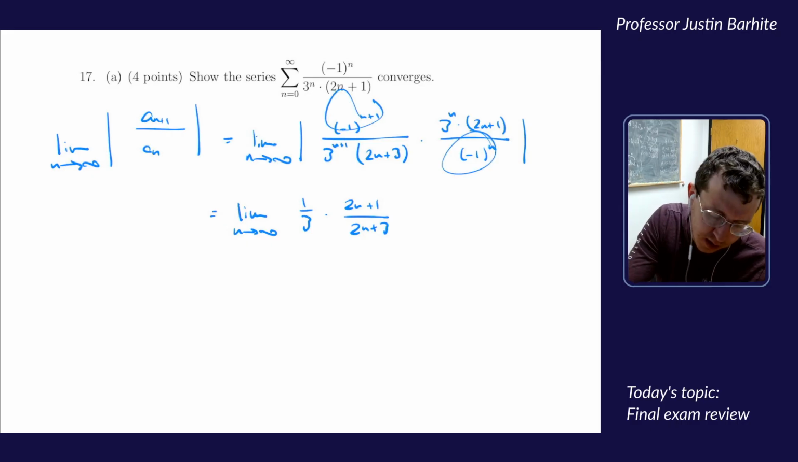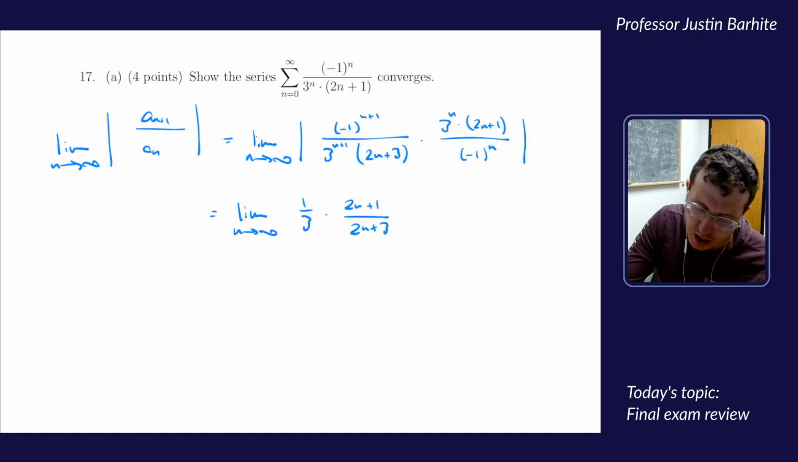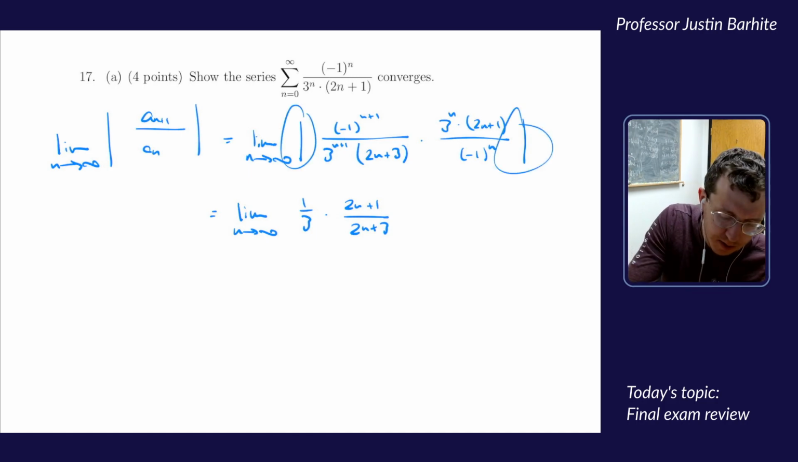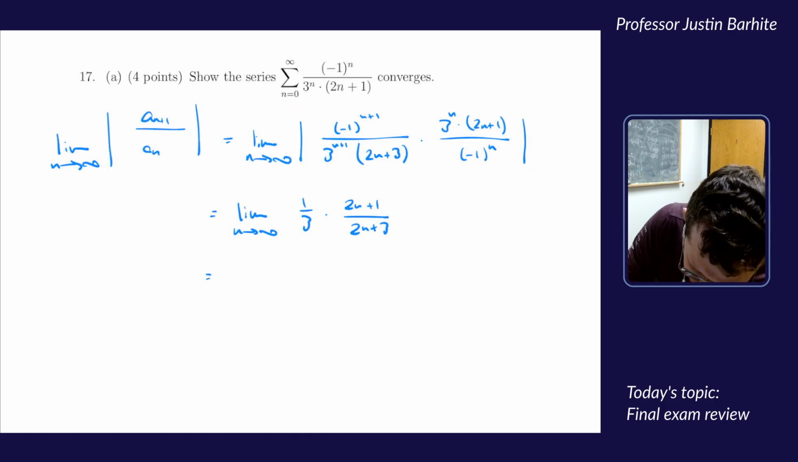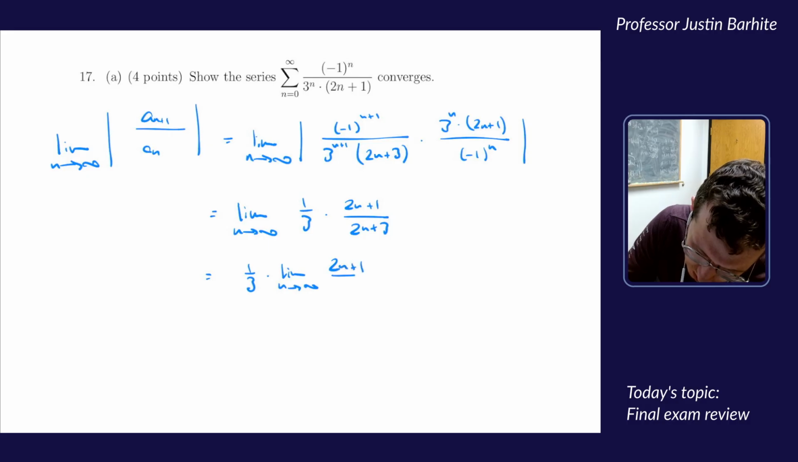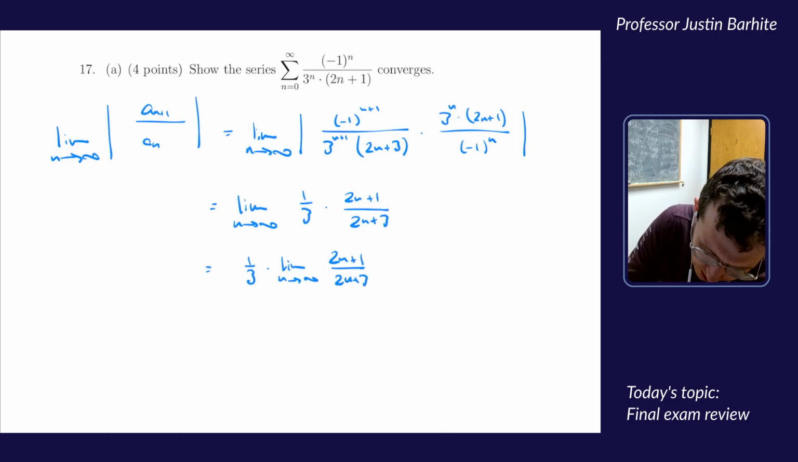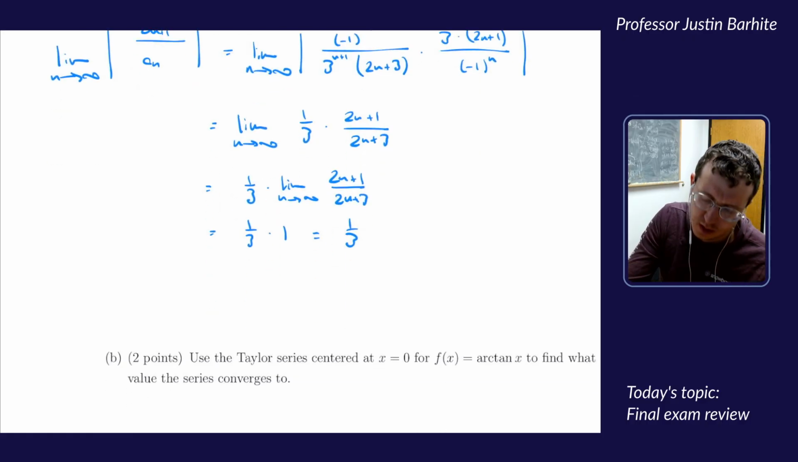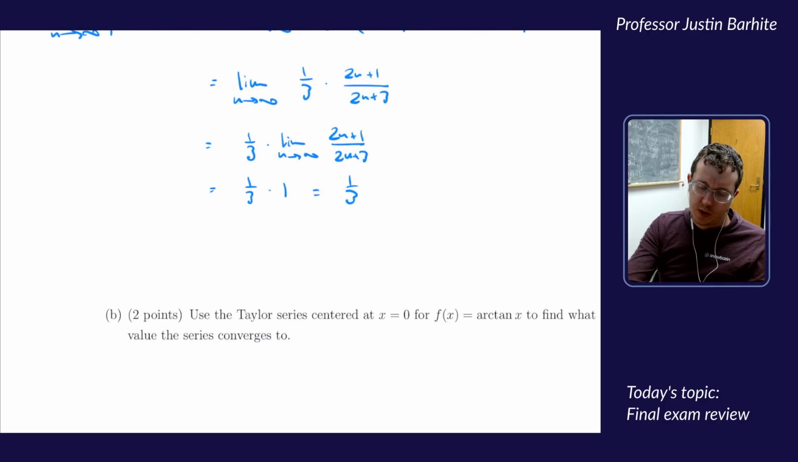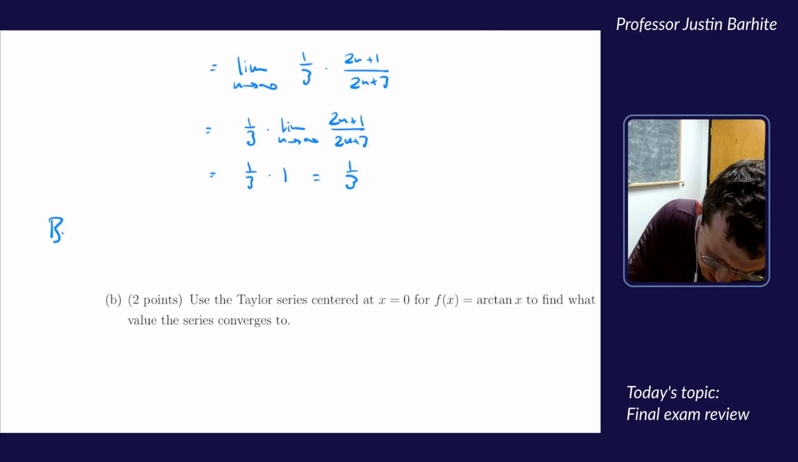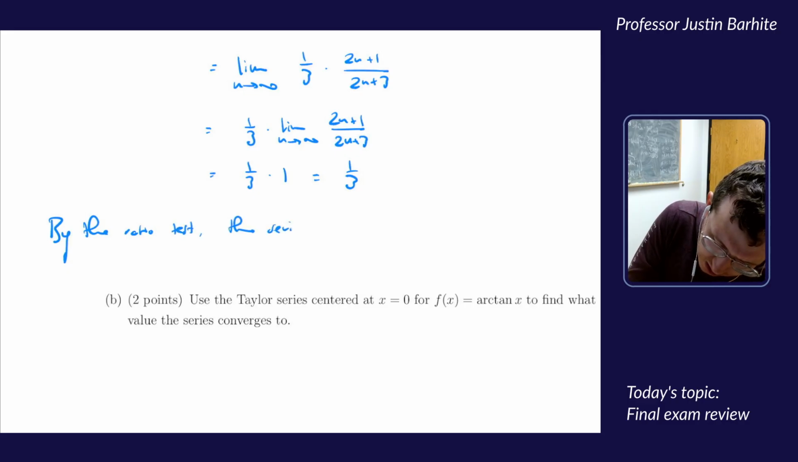The powers of negative 1 are just going to get killed by the absolute value signs. So the 1/3 is a constant, meaning that it can come outside of the limit. I'm left with 2n plus 1 over 2n plus 3. That limit is 1. So overall, the limit is 1/3. And that means that by the ratio test, the series converges.